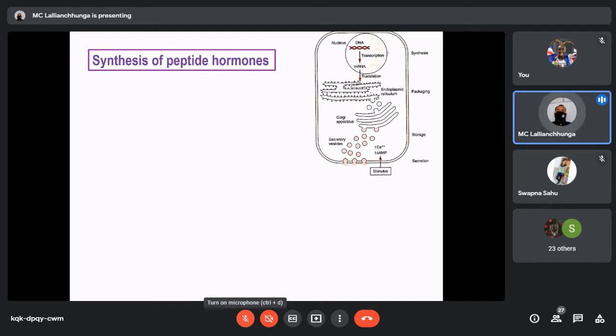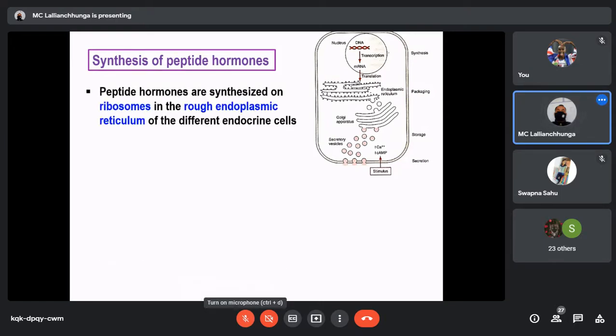Now, what is the synthesis of peptide hormones? This will be discussed in more detail in biochemistry class in the second year, but still we have to discuss it up to some extent. Okay, synthesis of peptide hormone. How peptide hormones or protein hormones are produced by the cell. Okay, so peptide hormones are synthesized on the ribosomes in the rough endoplasmic reticulum of different endocrine cells.